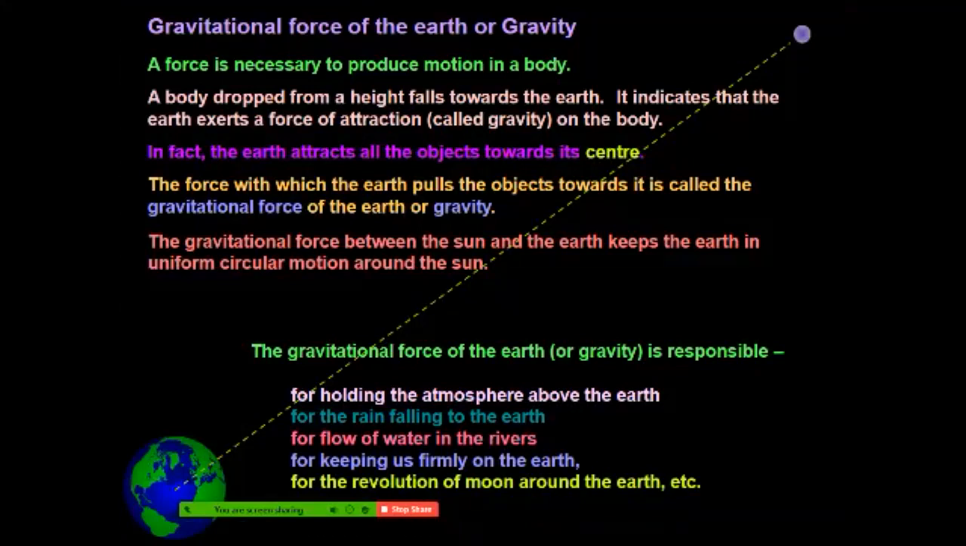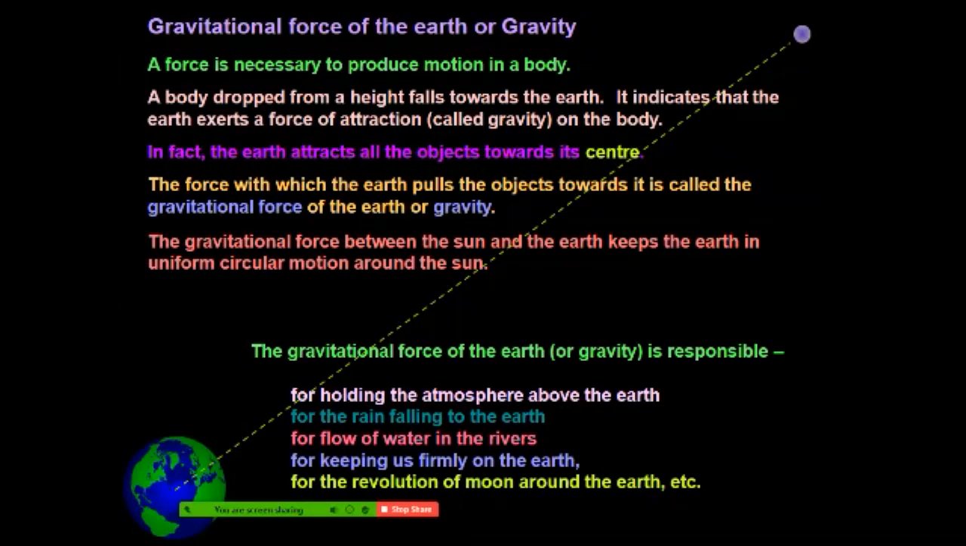So students, the gravitational force is necessary to produce motion in a body. So when a body is dropped from a height, suppose कहीं ऊंचे स्थान से आप कोई चीज गिरा रहे हैं, it falls towards the earth. It indicates that the earth exerts a force of attraction on that body, which is called gravity. In fact, students, the earth attracts all objects towards its center. The force with which the earth pulls the object towards it is called the gravitational force of the earth, or gravity.